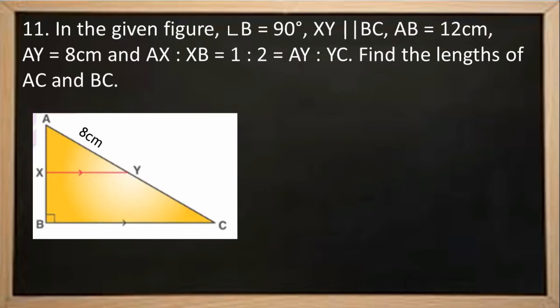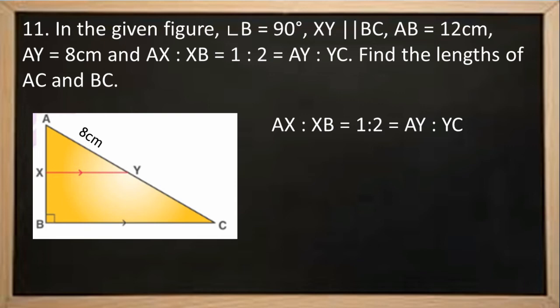In question number 11, in the given figure, angle B is 90 degrees, XY is parallel to BC. It is said that AB is 12 centimeters and the ratio is given that AX is to XB is equal to 1:2 and AY is to YC is equal to 1:2. So both the ratios, AX is to XB and AY is to YC, are 1:2.